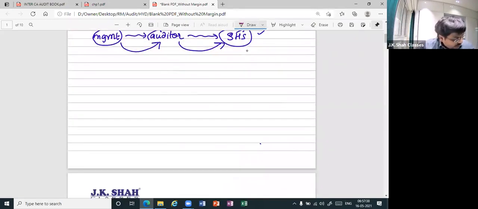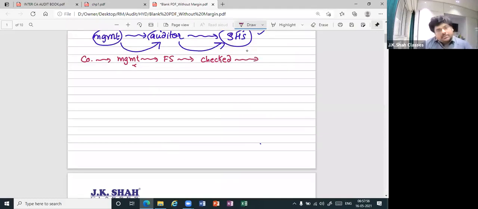Focus. Now, if there is a company run by the management, management will make the financial statements. These financial statements have to be checked. They cannot be checked by the management. They have to be checked by the auditor. Now, after checking the financial statements, the auditor has to give an opinion. Just as I told you, once you check the financial statements, that is not enough. You have to go something more also. So what you have to do is give an opinion on the financial statements, whether they are showing a true and fair view or not.